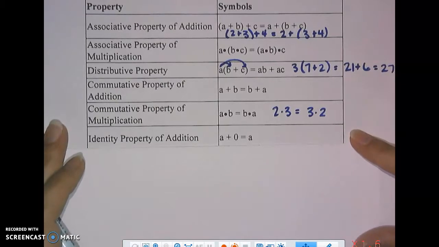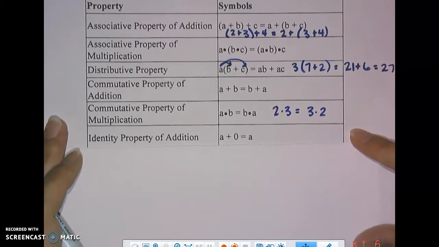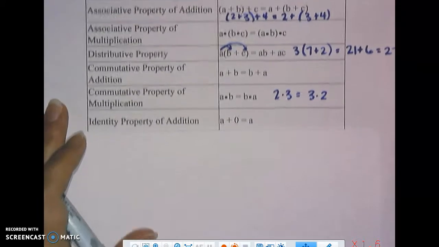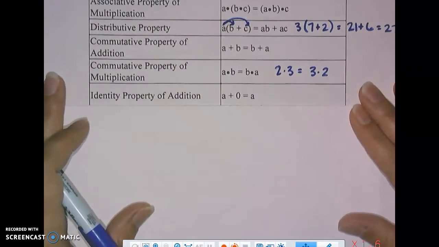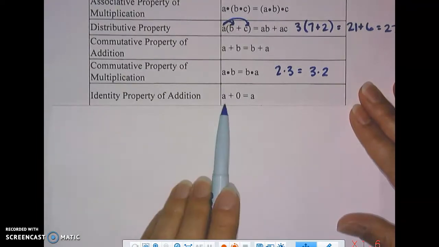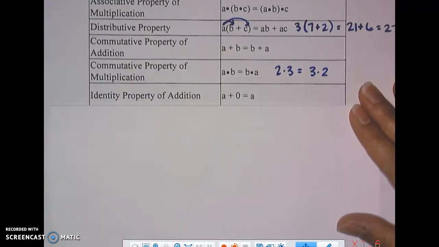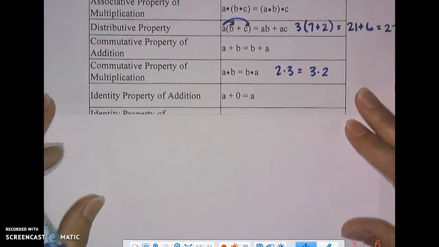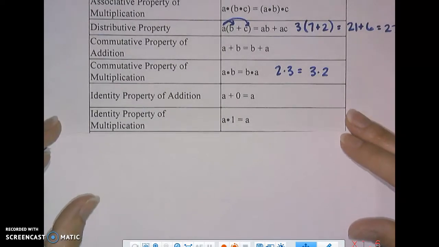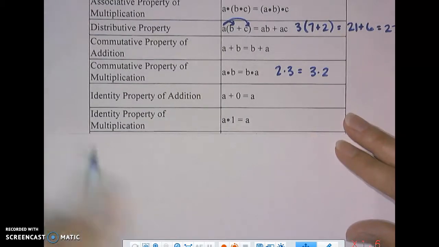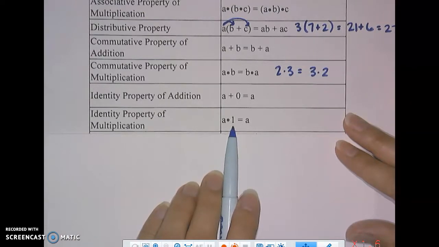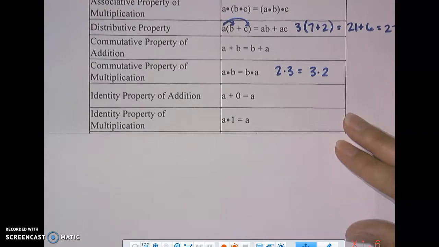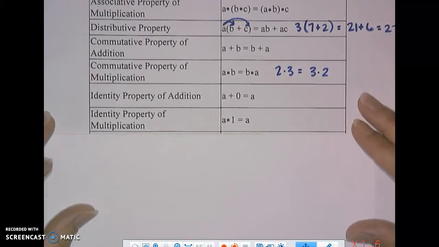The next property is the identity property of addition. That's where we're saying, okay, we take some number A, we add 0 to it, we're going to just get that same number back. So it's the identity because you're starting and ending with the exact same thing. We have that same property for multiplication. In this case, though, in order to start with something and end with it again, you should take that number, multiply it by 1, and that will give you that same thing. So any number times 1 is that same number.